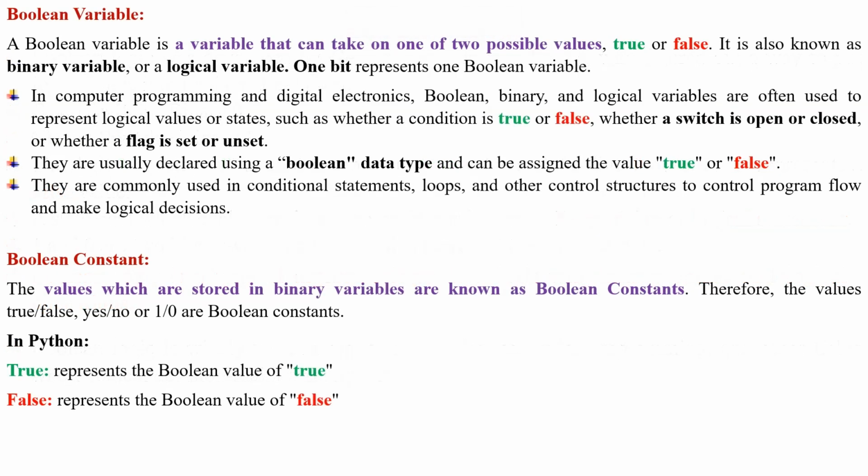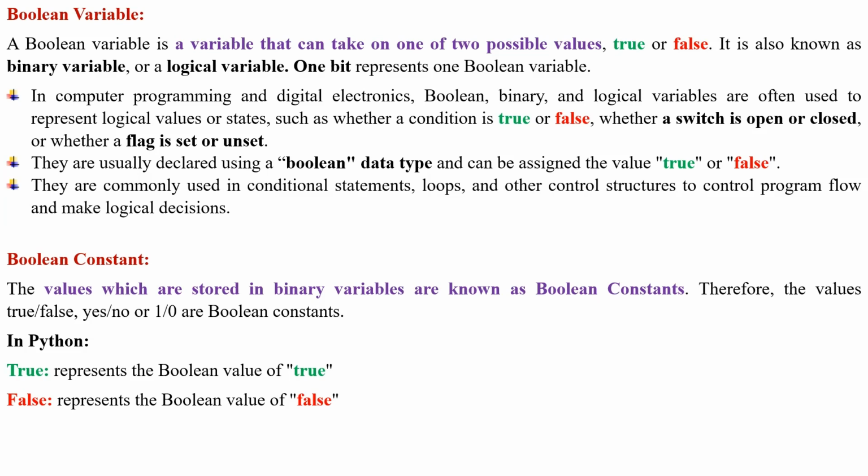What is a Boolean variable? A Boolean variable is a variable that can take on one of two possible values, true or false. It is also known as a binary variable or a logical variable. One bit represents one Boolean variable.